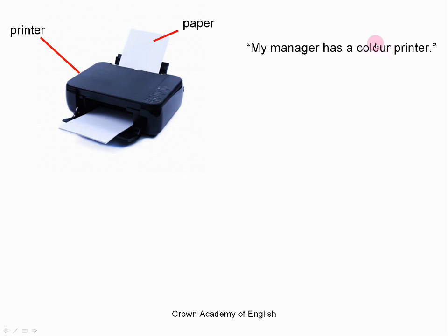C-O-L-O-U-R, that is British English. Okay. American English is different, and color is spelt C-O-L-O-R in American English. So that is a big difference.